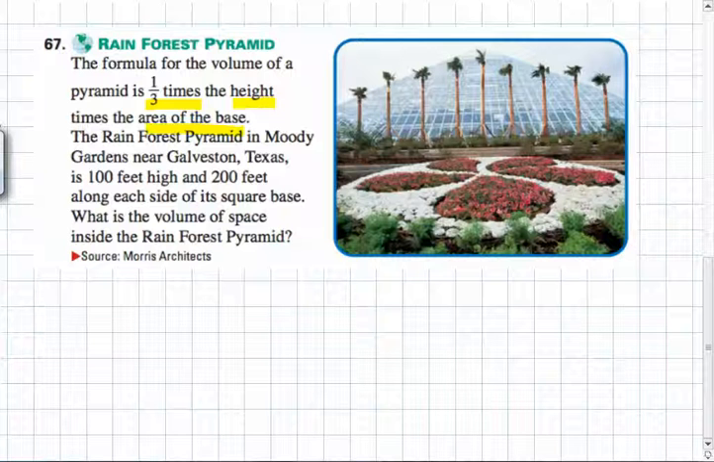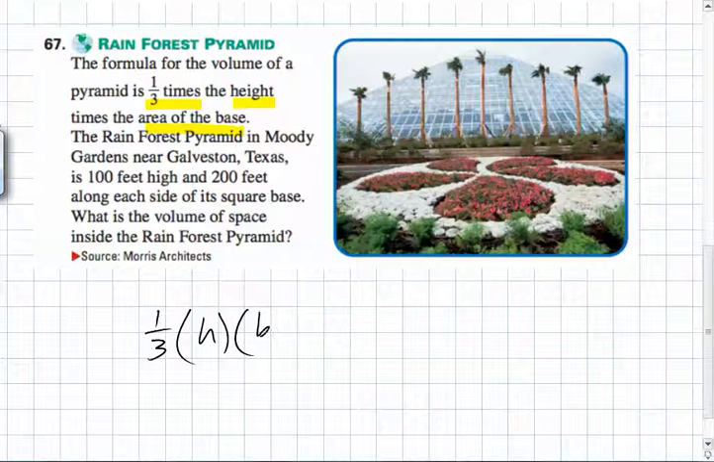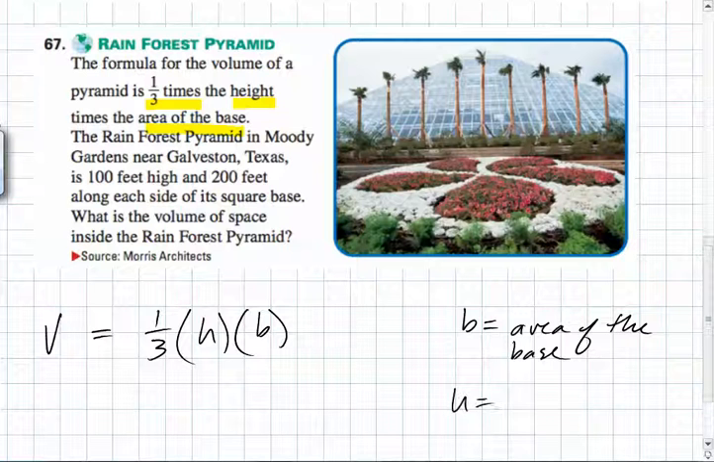Yes. You do 1/3 times h times, you can call it B. Yeah, that's fine. And so this is the volume right here. And the B is what? What is B again? The area of the base. And H is the height. It's important to label your variables.